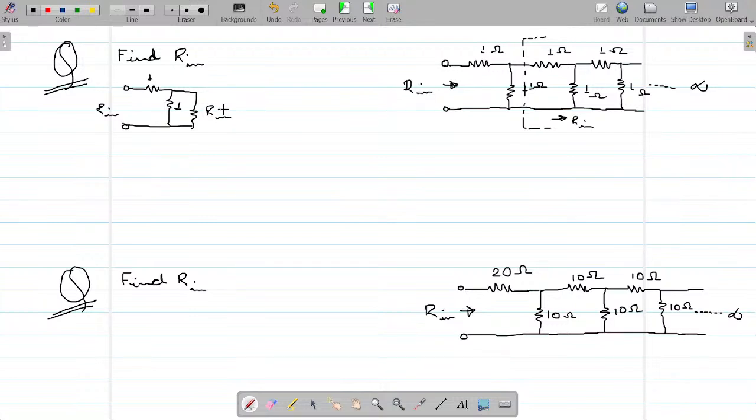Can I write it like this? If you look from here, this is your R input. But if you look from this portal, like at these 2 points, again if you see, this is 1, this is 1, this is 1, this is 1, it extends to infinity, this is again what? R input. So is it safe to redraw this network like this? Is there any doubt?